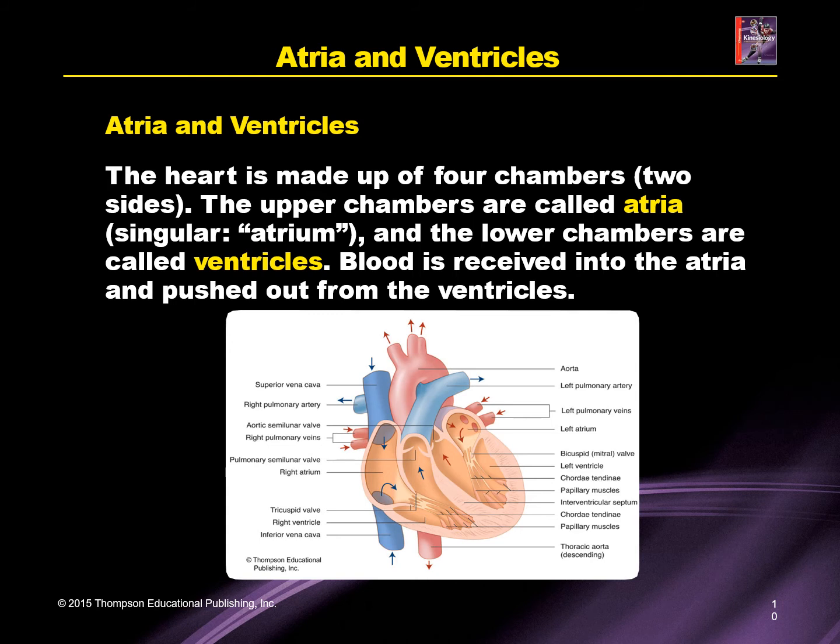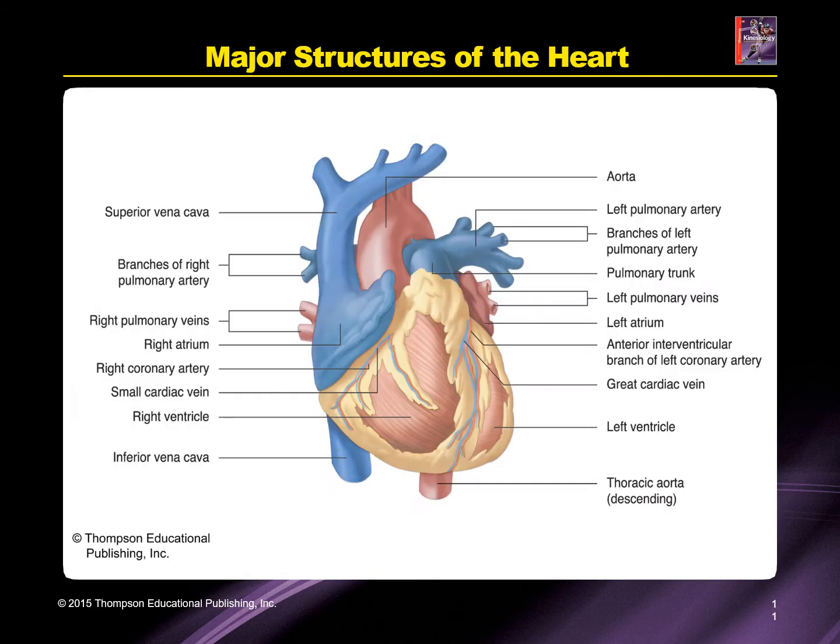The upper chambers are called the atria, and the singular is atrium, and the lower chambers are called ventricles. Blood is received into the atria and pushed out from the ventricles. So blood is always traveling from the atria into the ventricles.